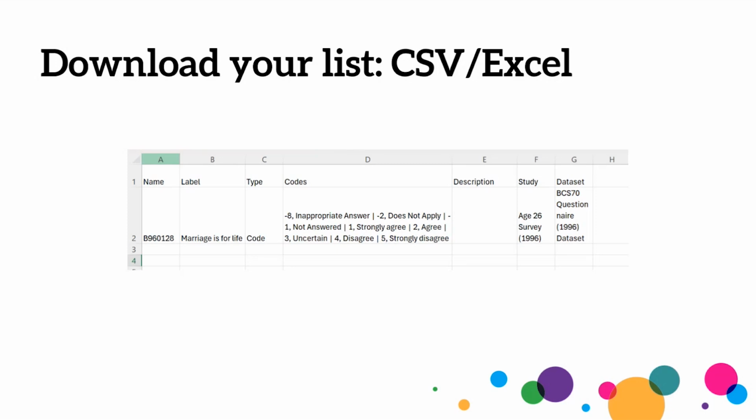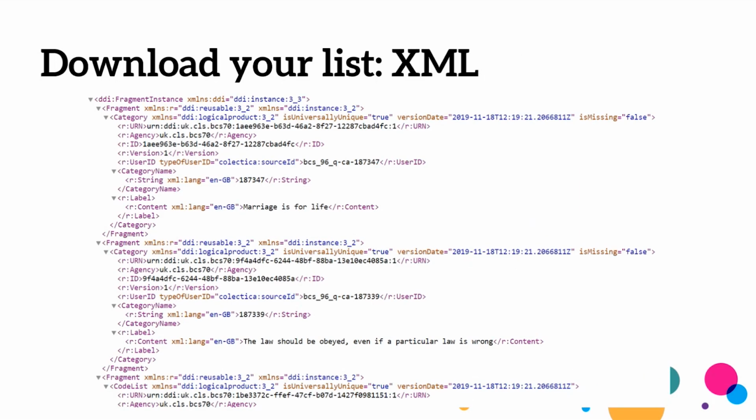And finally, we can also download the list as XML. So you could use this to save all of the questions that you want to use in your own survey to a list, download this XML, and then upload that to your systems to reuse those questions. So as you can see, there are multiple different formats with varying levels of information to suit your needs.